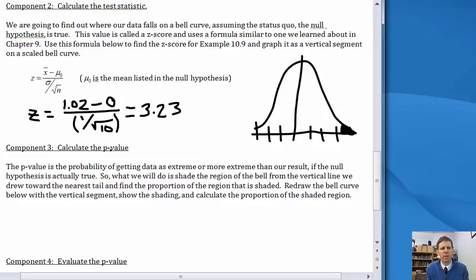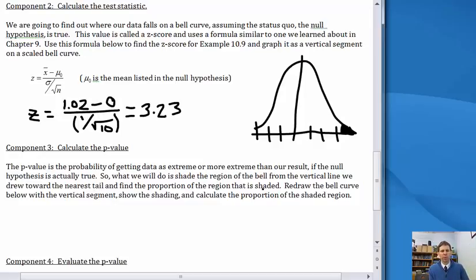In step 3, we're calculating the p-value. Now, the p-value is the probability of getting data as extreme or more extreme than our result if the null hypothesis is actually true. So we got a value that was as extreme as 3.23 tick marks away. What I'm looking for are values that are that extreme or more extreme. So we're going to shade even farther to the right. And what it says here is, we'll shade the region of the bell curve from the vertical line we drew toward the nearest tail, because that's going to be more extreme.